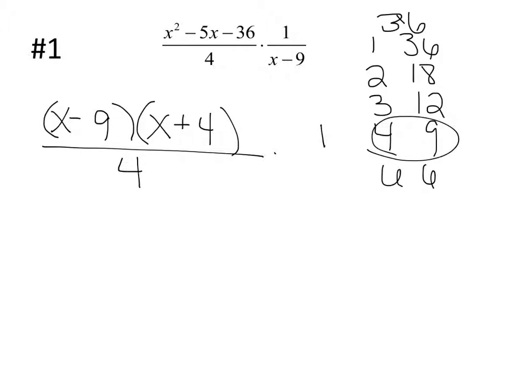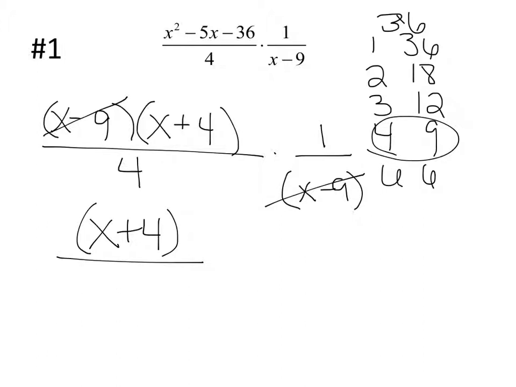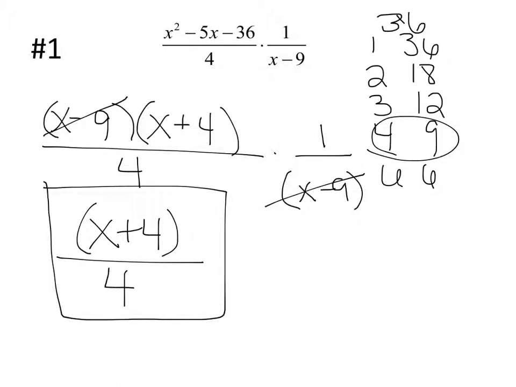And then this is times 1 over x minus 9. I put parentheses around it because it's a binomial, and you want to know that you can't just take one piece of it and cancel. So your x minus 9's cancel, leaving you x plus 4 times 1 in the numerator, and in the denominator, 4 times 1. Double check to make sure nothing can reduce. This 4 and this 4 cannot reduce because this is one binomial. You can't just take a piece.